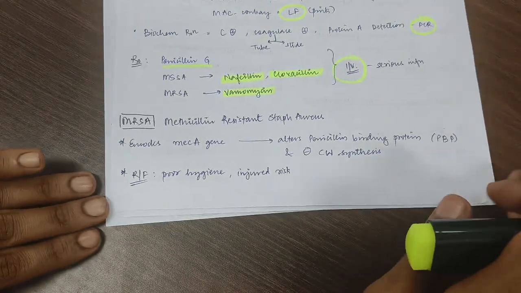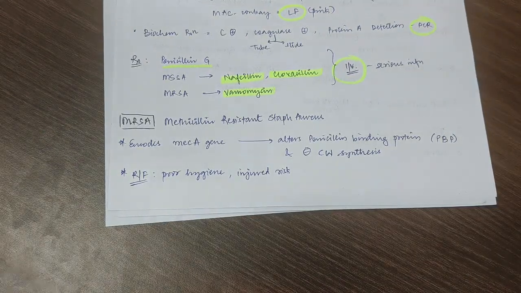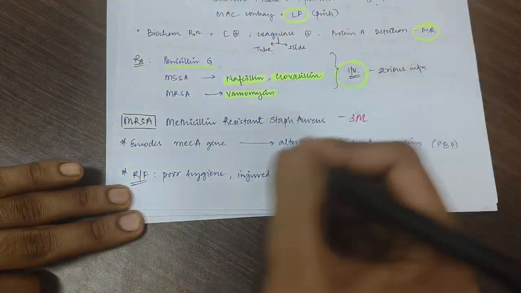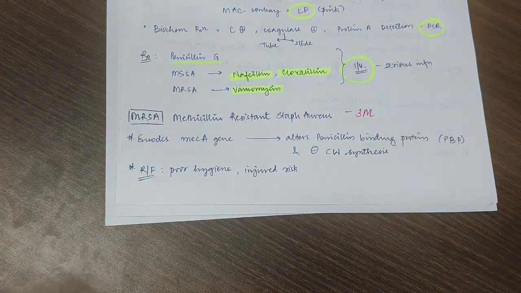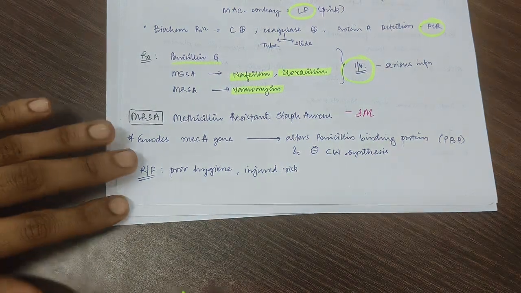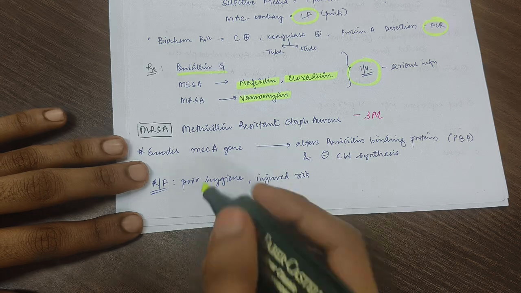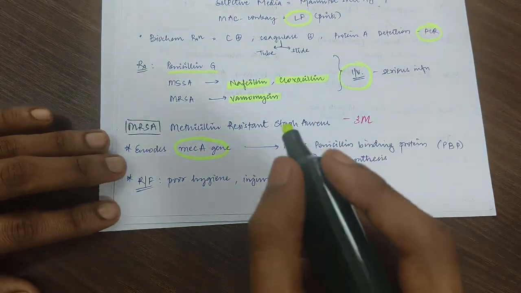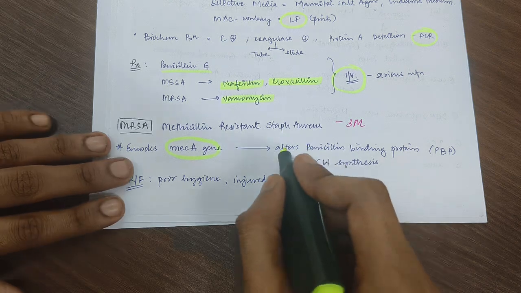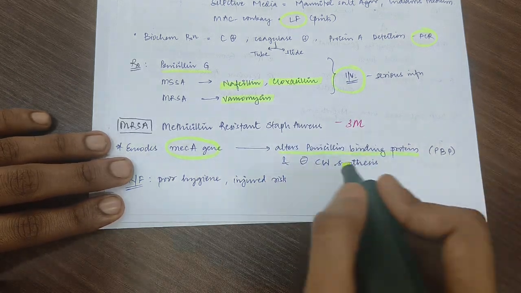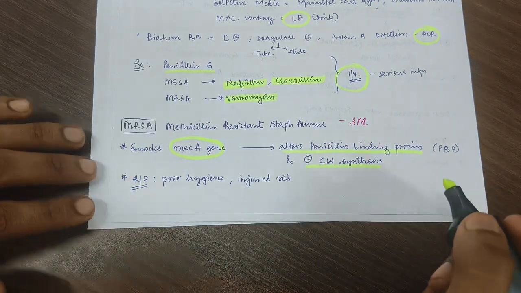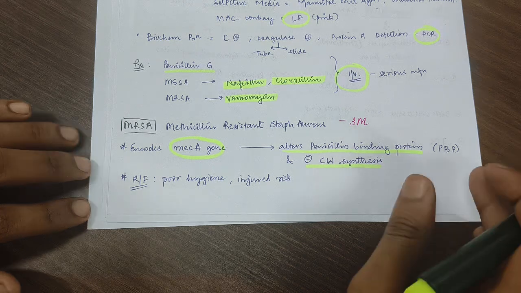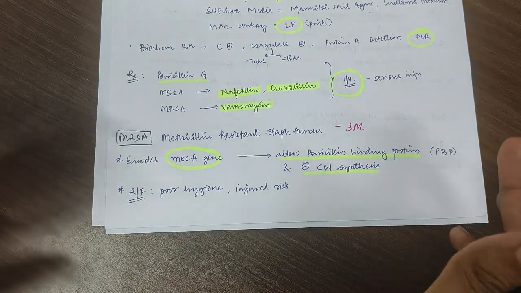MRSA, they are going to ask it for 3 marks. So basically, what is MRSA? MRSA is a methicillin resistant Staph aureus. So what does it do? It is going to code the MEC-A gene. If this gene is coded by this particular Staph aureus, it is going to alter what? The penicillin binding protein, and that will inhibit the cell wall synthesis. Once the cell wall synthesis is inhibited, it is going to cause a defective organism.